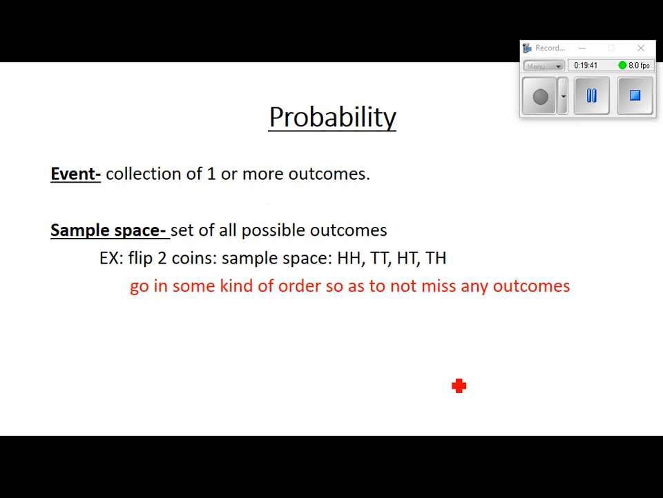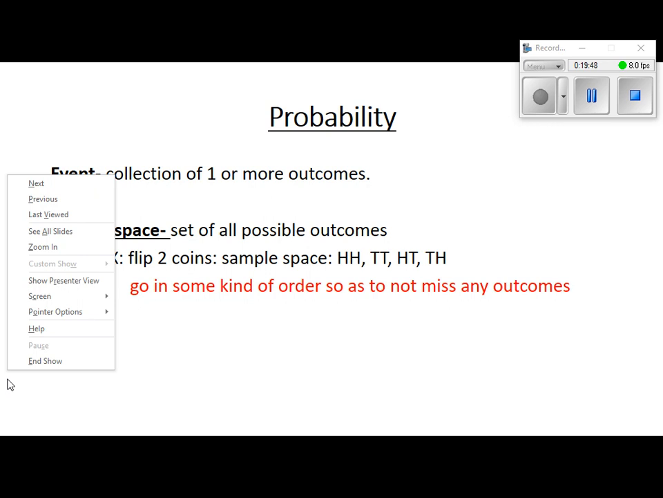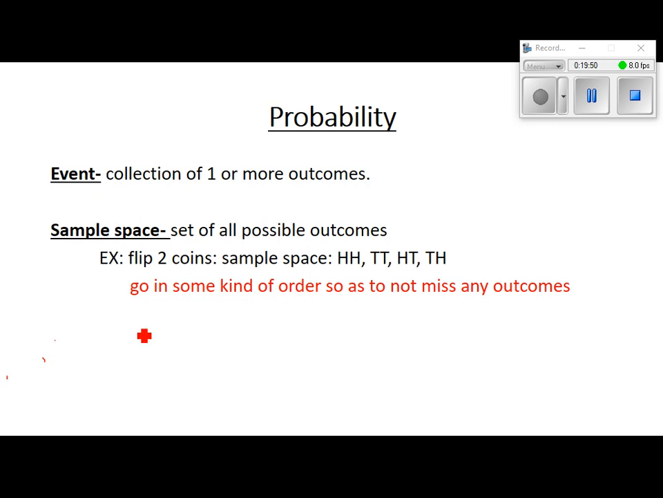Sample space, set of all possible outcomes. So if I flip 2 coins, I could get a what? Heads, tails, heads, heads, tails, tails. Now this is exactly what this is saying. This one's not too hard for 2 coins, but some of them might be a little harder.